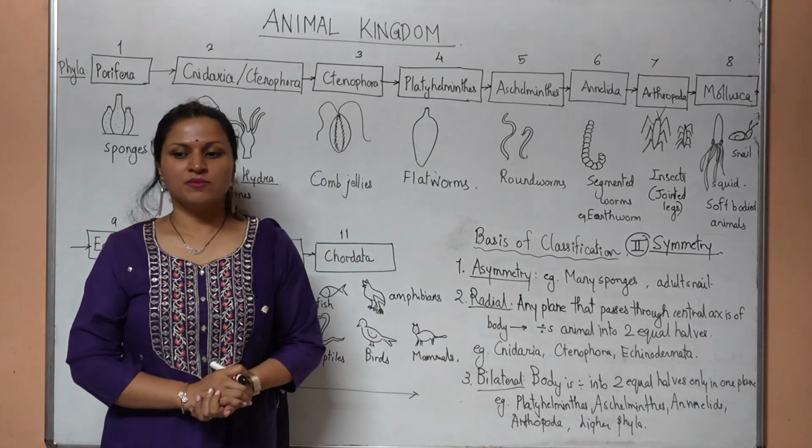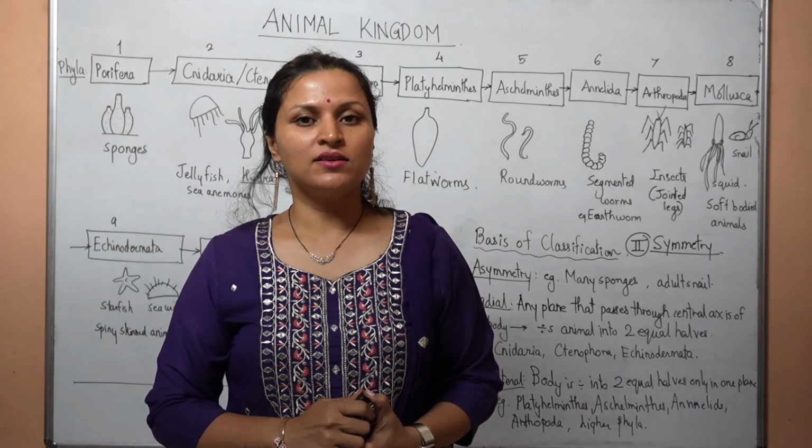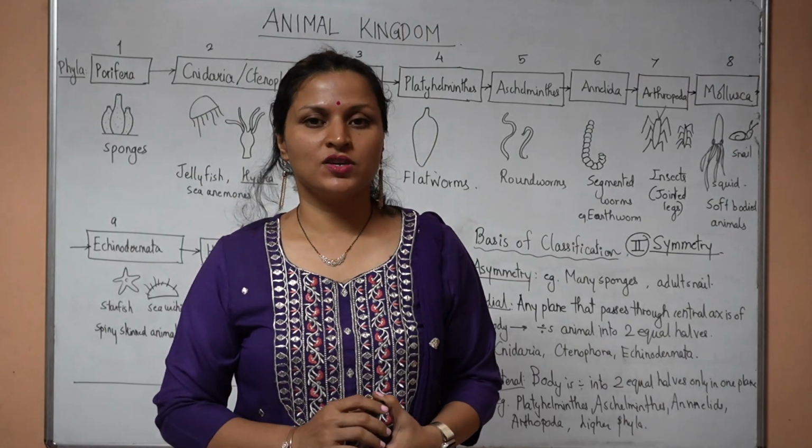So that was the symmetry. In the next video, we're going to see the other criteria used by Whittaker for classification of animals.